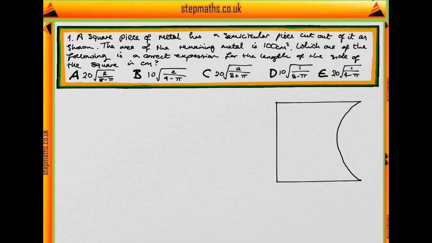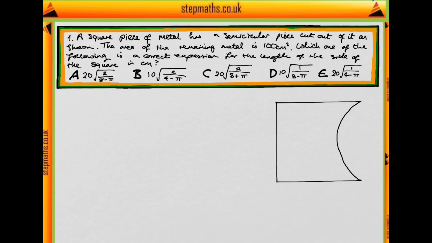This is question 1 of the Natural Sciences Admissions Assessment specimen paper. In this question we have a square piece of metal, which we've got a diagram of here, and it has a semicircular piece cut out of it. We're told that the area of this is 100 centimetres cubed, and what we want to do is find the length of one of the sides of the square.